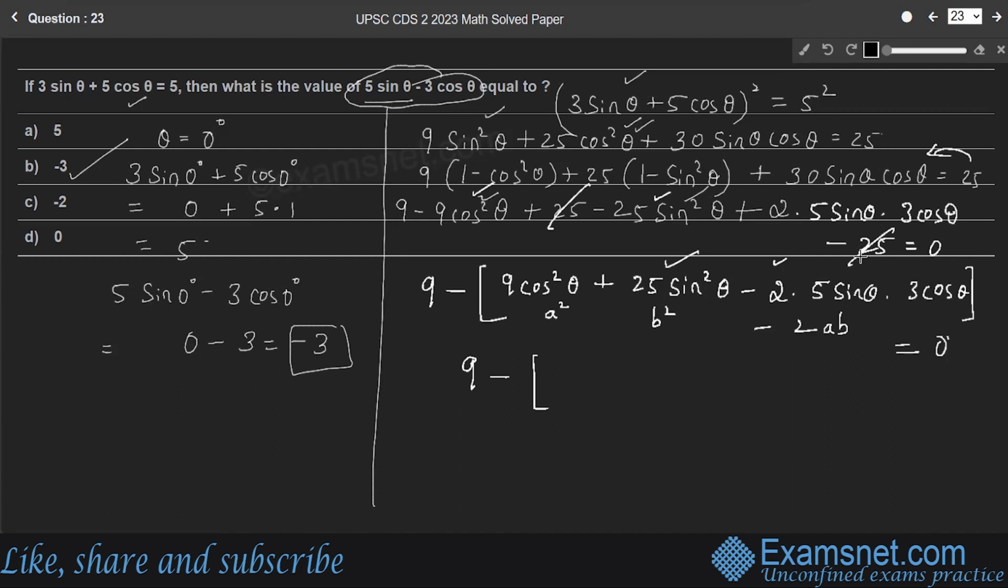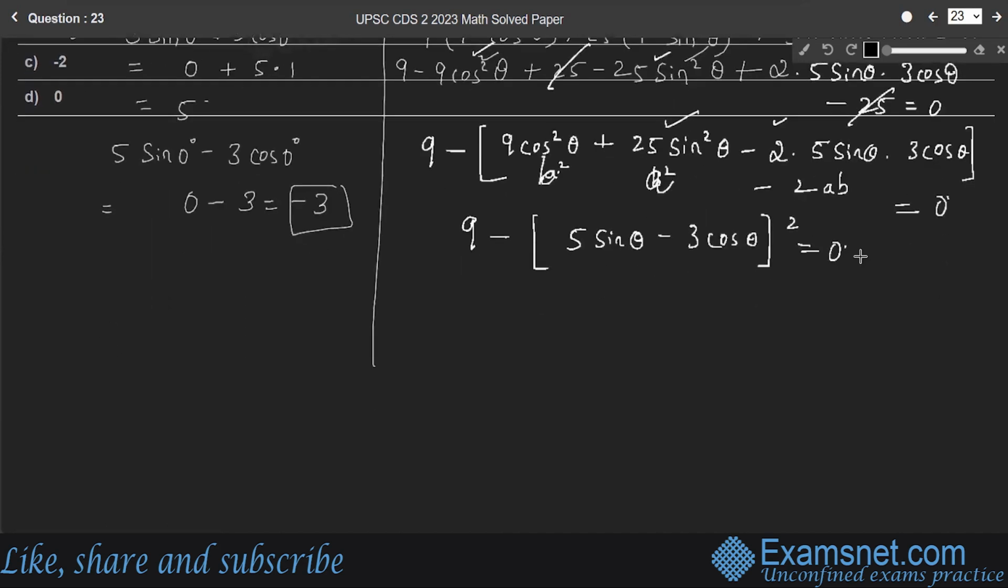So here I'll take A as 5 sine theta, B as 3 cos theta. Therefore, 5 sine theta minus 3 cos theta, the whole square is equal to 9, and its square root becomes root of 9, which is plus or minus 3, right?